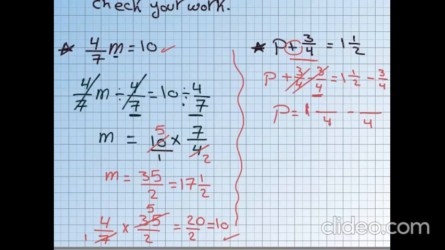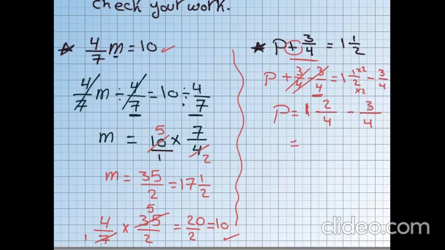2 changes to become 4 by multiplying by 2. We multiply the upper number also by 2. 1 times 2, the answer is 2. Here, 4 stays 4, 3 stays 3. Now we can subtract, but look here, we have a small problem.